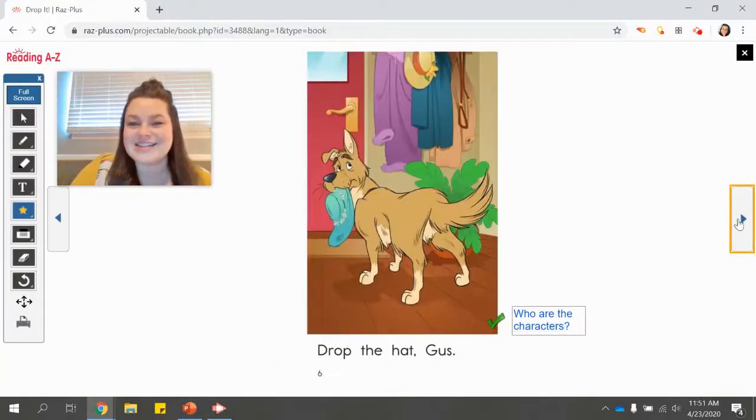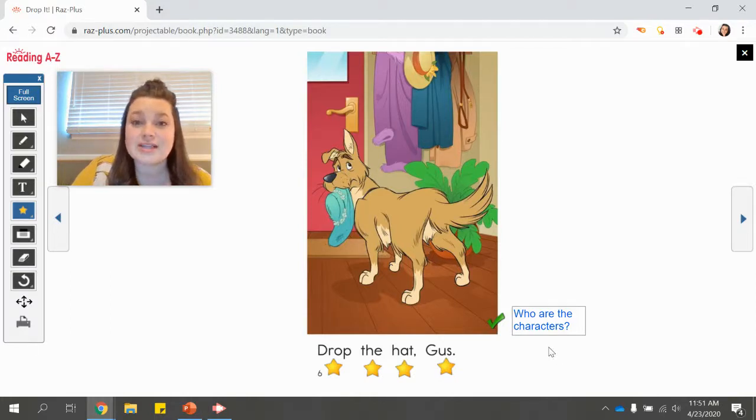All right, let's read together. Drop the hat, Gus. Great job getting that word hat. We can look at the picture for clues as well as the beginning of that word to help us figure out hat. Great job, friends.